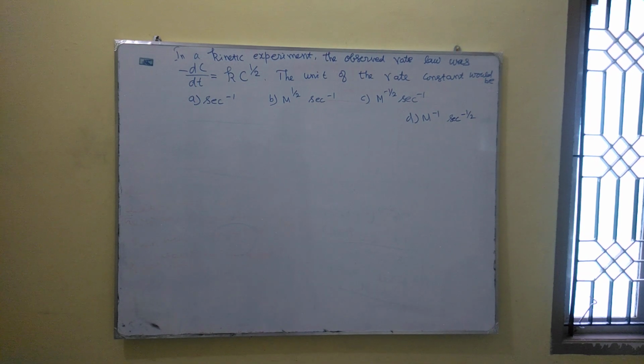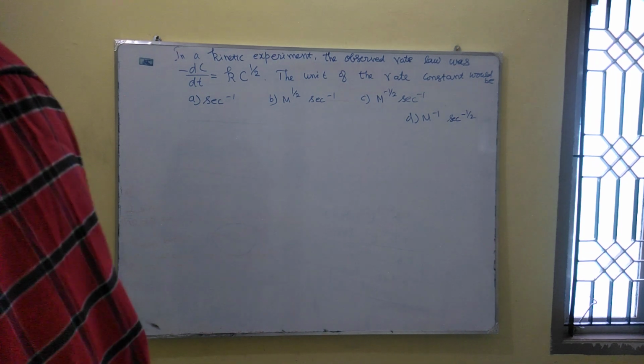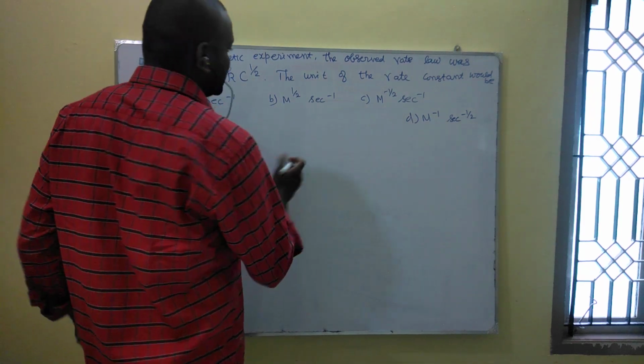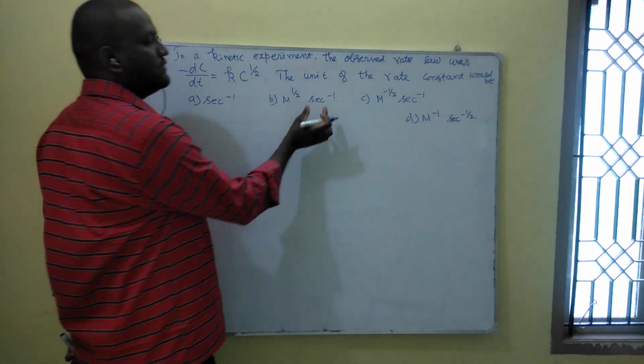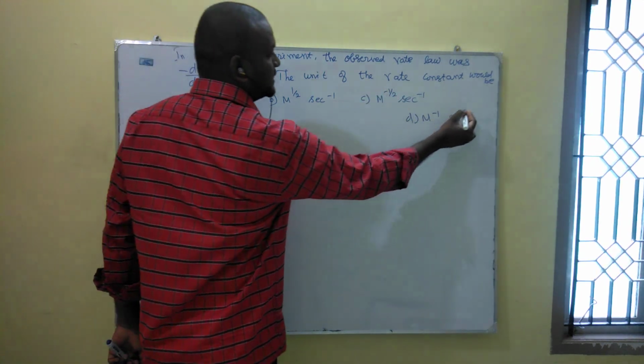Now consider this problem. In a kinetic experiment, the observed rate law was minus dC by dt is equal to k C power 1 by 2. What would be the unit of the rate constant? Four options are given, and we can omit some options to get the correct answer. We will discuss this in the TNPSC chapter: whatever the unit, the second will be per second only. So you can just omit this.